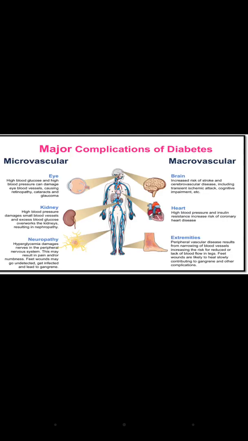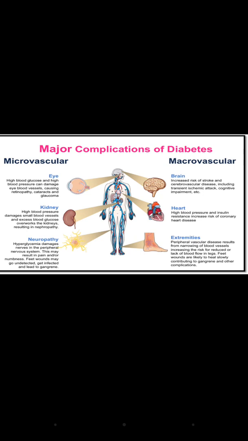Now, what are the complications of diabetes? The complications of diabetes can be classified into microvascular complications and macrovascular complications. Because of the increased blood glucose levels, there is damage to the blood vessels. If there is damage to the small blood vessels, micro means small, it will be called microvascular. And if the large blood vessels are damaged, then it will be called macrovascular.